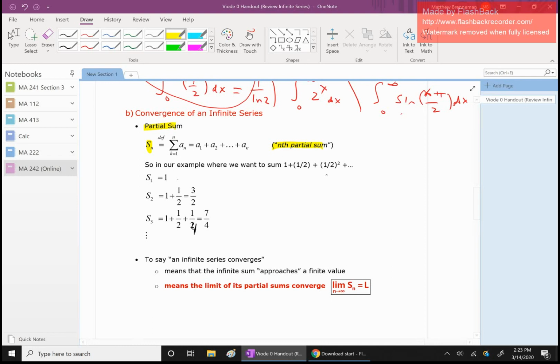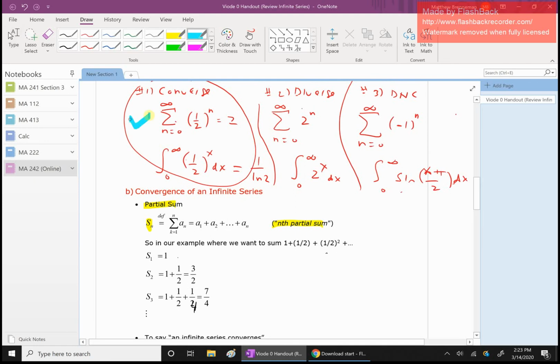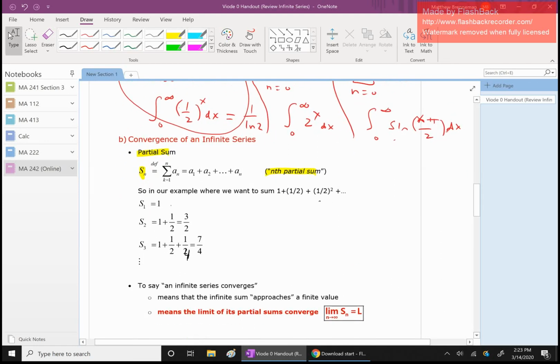And so to give a concrete example of this, if I was adding this series right here, and I looked at the partial sums, S1 would be the first term in the series, which would be 1. S sub 2 would be the sum of the first two terms in the series, which would be 1 plus 1 half, or 3 halves. And S sub 3 would be the first three terms in the series, 1 plus a half plus a fourth, which would be 7 fourths.